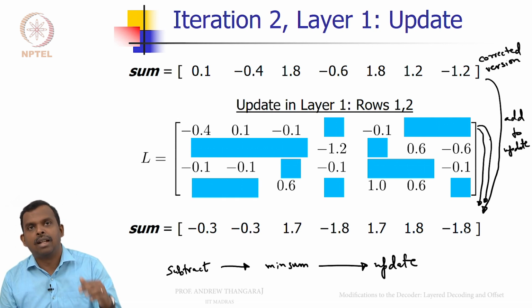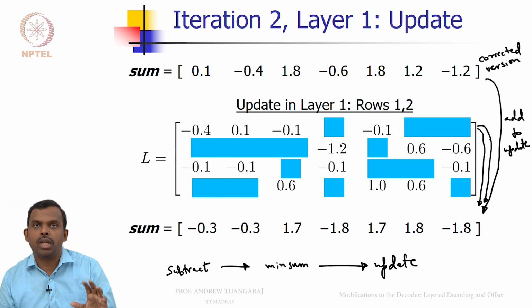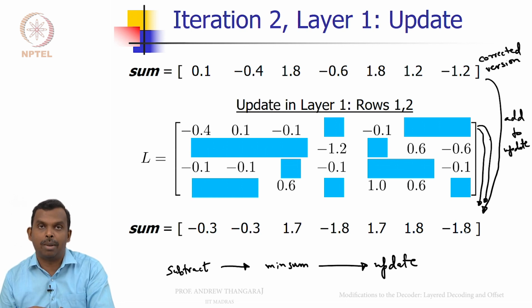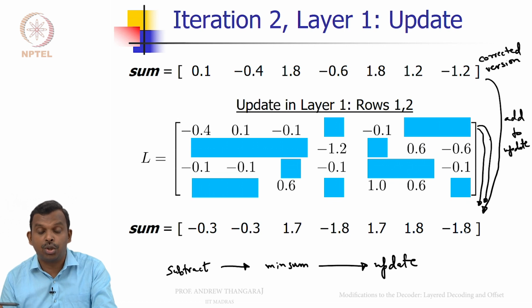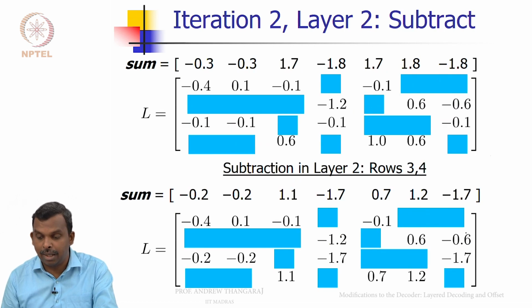After this, every step is the same. You go into a layer, you have some incoming beliefs, you correct the beliefs, update the layer memory, do MinSum processing, and then finally do an overall update for the beliefs. So subtract, MinSum, update, subtract, MinSum, update. You can carry on iteration after iteration. I'll show it to you just for iteration 2, layer 2, going through it in the same detail. So first we do subtraction. This is the incoming belief.